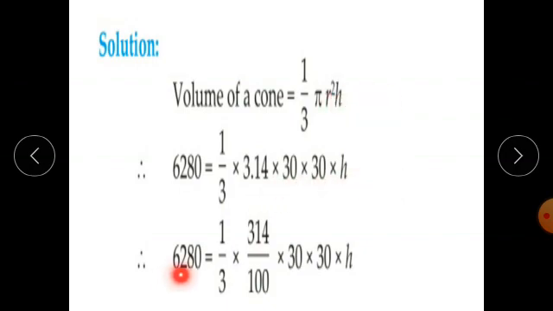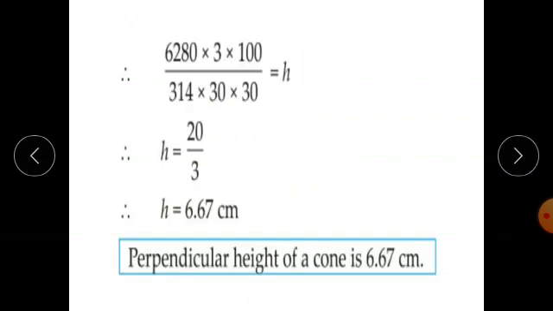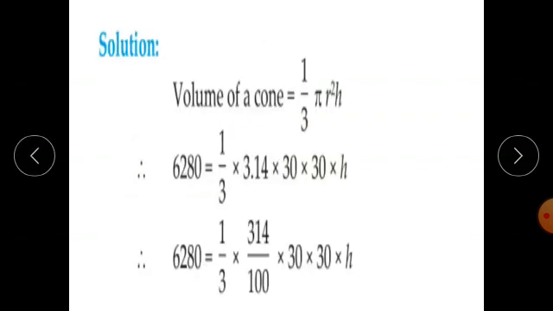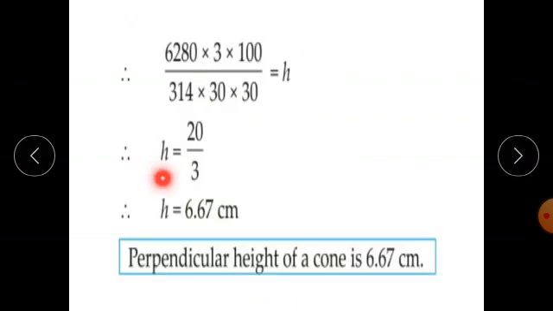So 6280 equals 1 upon 3 into 3.14, we can write as 314 upon 100, into 30 into 30 into h. So 6280 into 3 into 100 upon 314 into 30 into 30 equals h. Now again simple transposition. Therefore, h equals 20 upon 3.